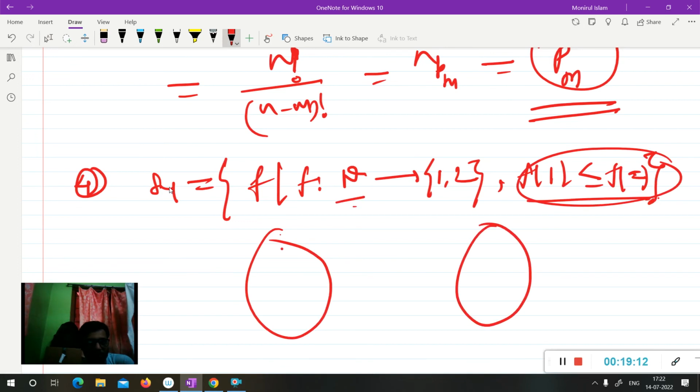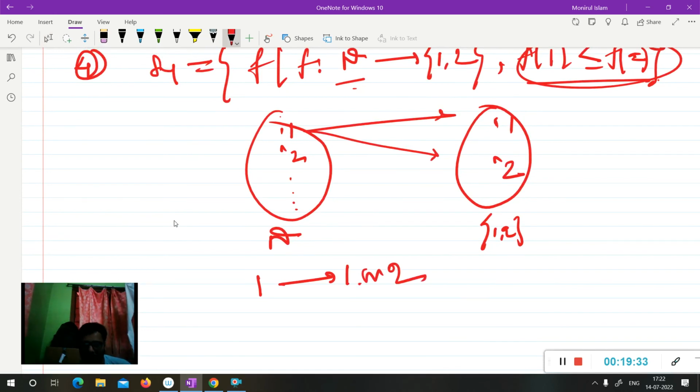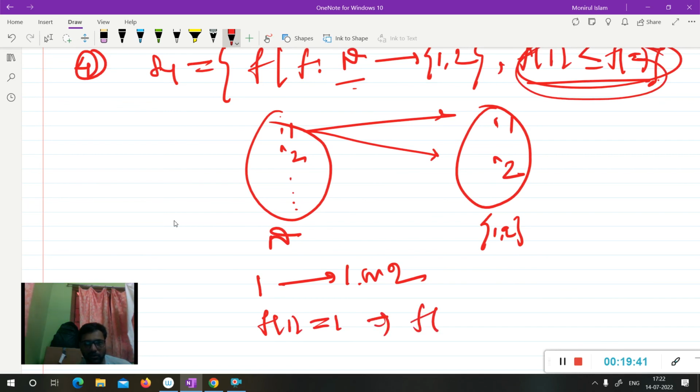See, the domain is the natural numbers, so you can number the elements 1, 2, and so on, and the codomain is the set {1, 2}. So you have to map. You can map 1 to either 1 or 2, but with the restriction f1 less than or equal to f2 there is a catch. Suppose f1 equals 1, this implies f2 is either 1 or 2.